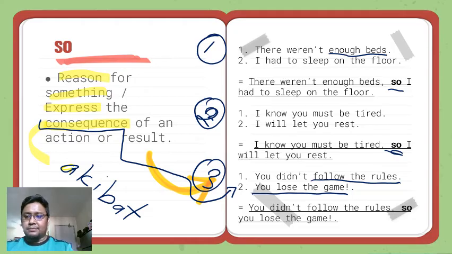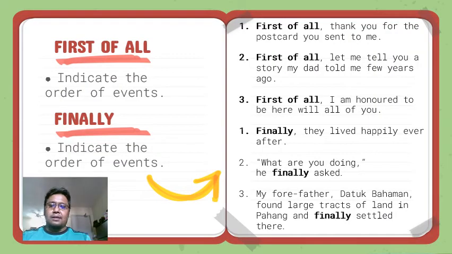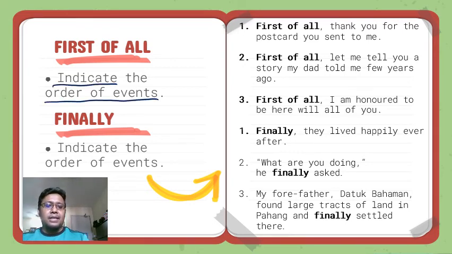Now, number 6, we have first of all and finally. I put them into one example so that it's easier for us to see when to use first of all and when to use finally. First of all indicates the order of events, similar to finally, which also indicates the order of events.